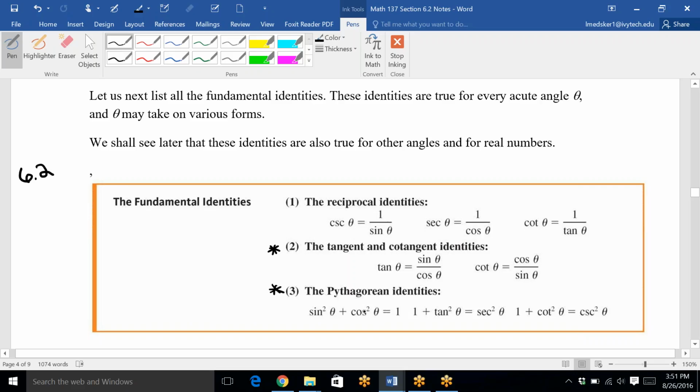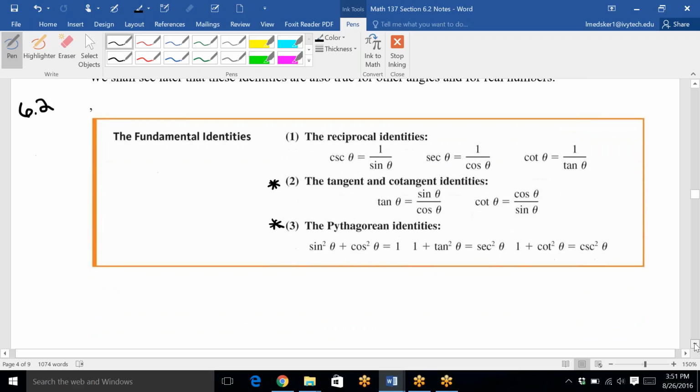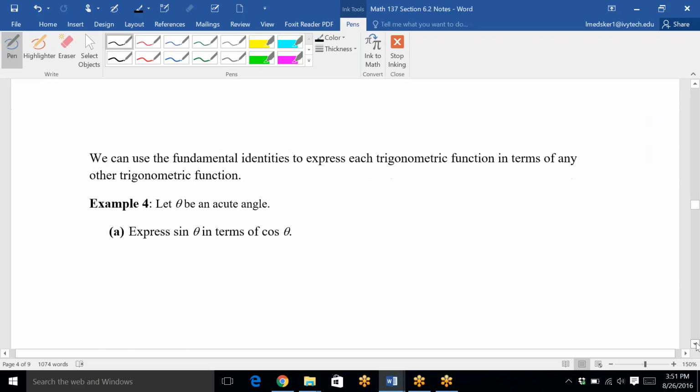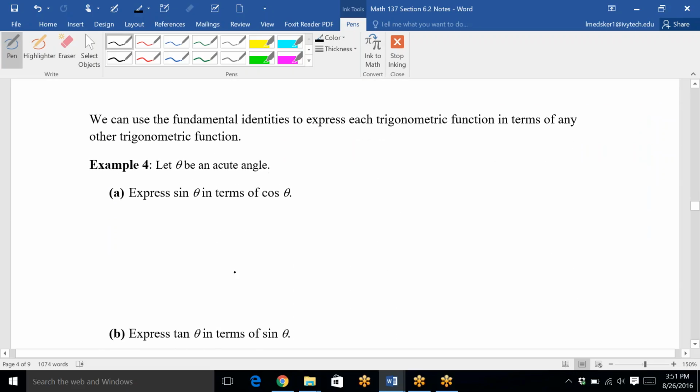And then the last piece is the Pythagorean identities. Sine squared theta plus cosine squared theta equals 1, and then the other two are found by dividing this one by either sine or cosine squared all the way across. So that's how they came up with the other versions that have tangent secant and cotangent cosecant. Now, why do we care about these? Later on we'll prove some of these identities, but right now we're going to use them to help us simplify things or write one trig function in terms of another.